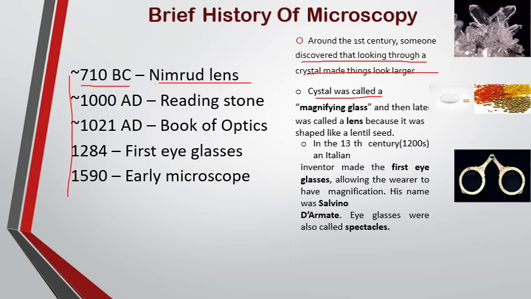So in 710 BC, a piece of rock crystal may have been used as a magnifying glass or as a burning glass to start fires by concentrating sunlight.